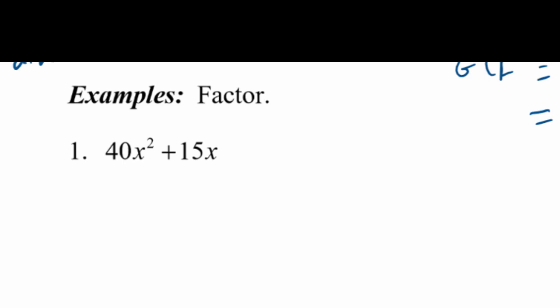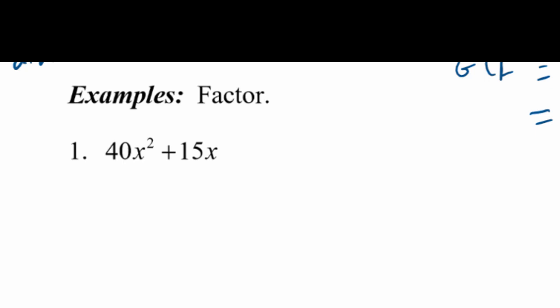So in number 1, we have 40x squared plus 15x. We're going to look at those two terms and compute the GCF. A 40 and a 15, as you know, only have a 5 factor in common. So that will be part of our GCF. And then we've got x squared and x, and they both have an x in common. So our GCF will be 5x.